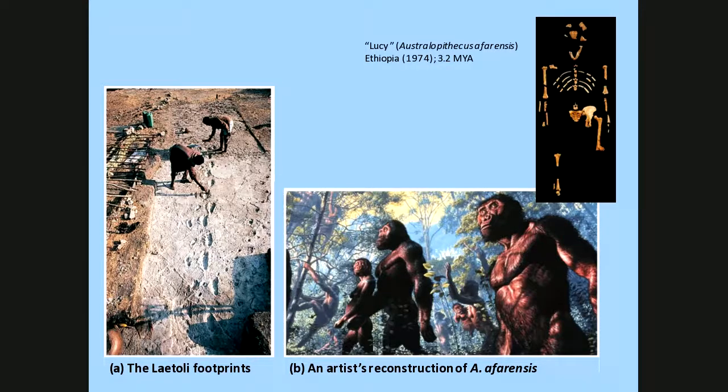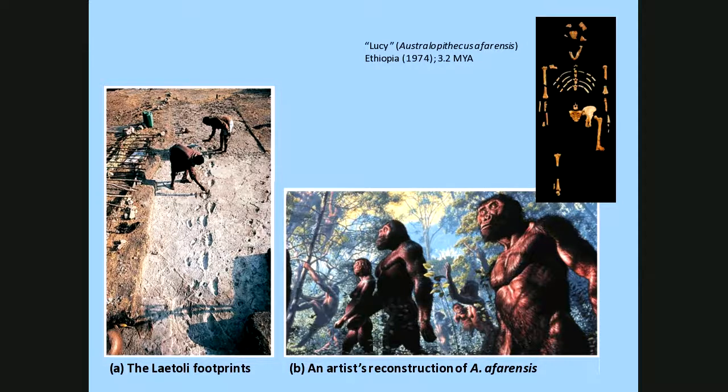We know Lucy was a female by looking at her pelvic girdle. Females and males have differences in their pelvic girdles. Now, the Laetoli footprints on the left-hand side are interesting because these are fossilized footprints. Well, this was the first indication of some of the early hominids being able to walk upright, bipedal.